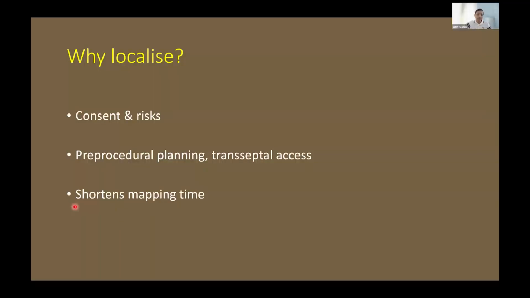The other reason is that it helps in pre-procedural planning as to what all catheters you need, whether you need a transseptal puncture, whether you need a sheath to give you catheter stability, based on the location of the pathway. And obviously, if you knew where the pathway is most likely going to be located, it would reduce the time that you would take to do the procedure.